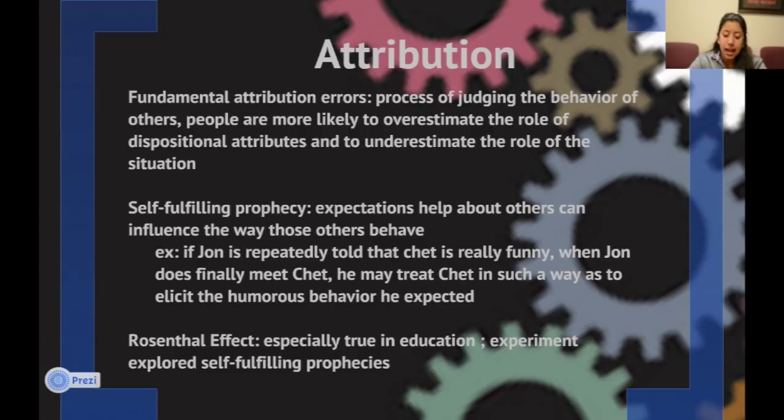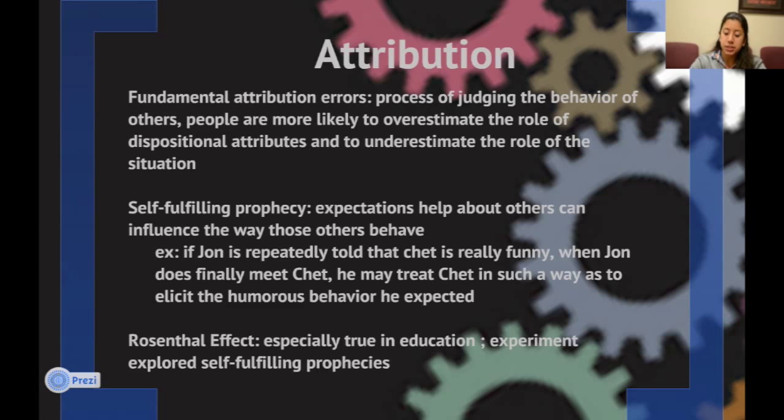on the situation. And then there's the self-fulfilling prophecy, which is when expectations about others can influence the way that others behave. So for example, if John is repeatedly told that Chet is really funny, when John does meet Chet, he may treat Chet in such a way as to think that he is funny. And then we have the Rosenthal effect, which is especially true in education. An experiment explored self-fulfilling prophecies.